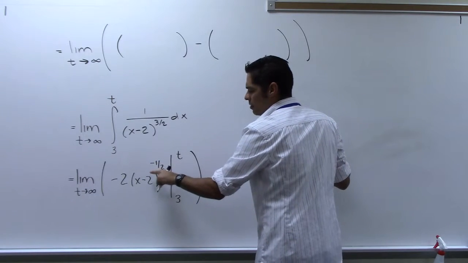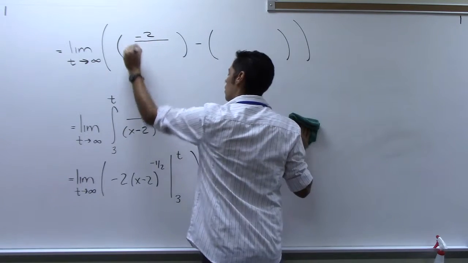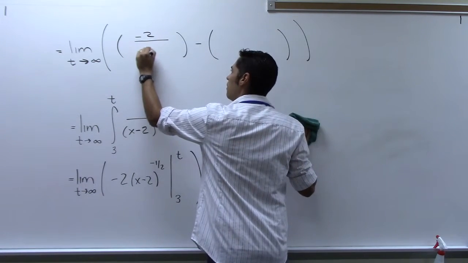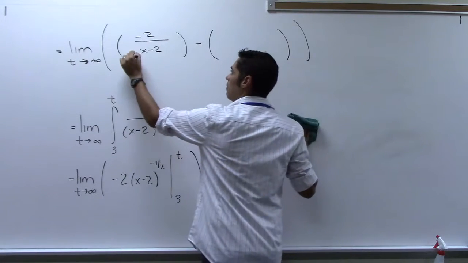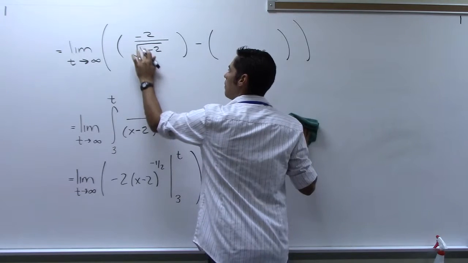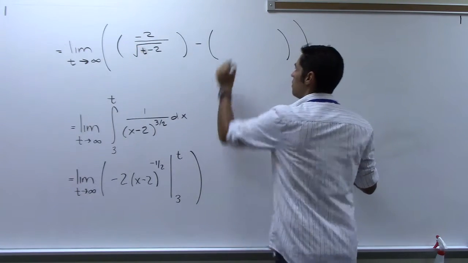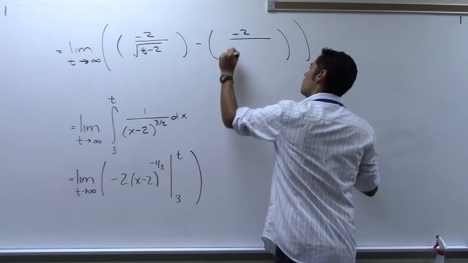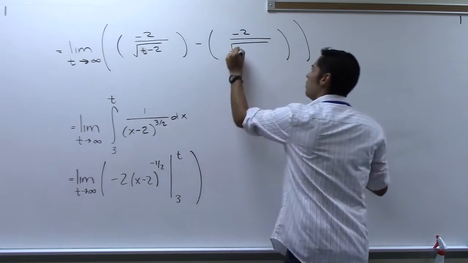Also, while I'm doing this, I'm going to rewrite this. This is going to be -2 over x minus 2 to the positive 1/2, because I'm dropping it down, but positive 1/2 means square root. Oh, forgot to replace the x with t. And then I'm going to do the same thing, -2 over the square root of, now I plug 3 in here, 3 minus 2.